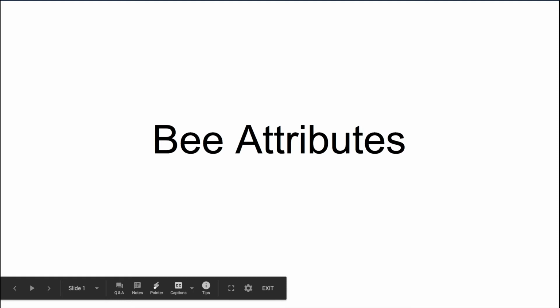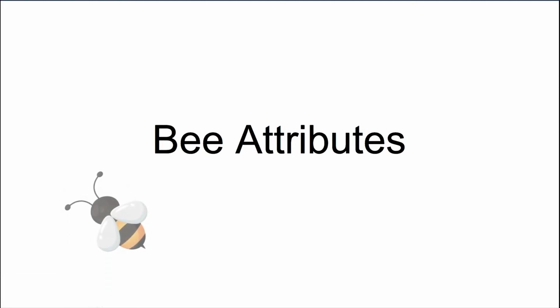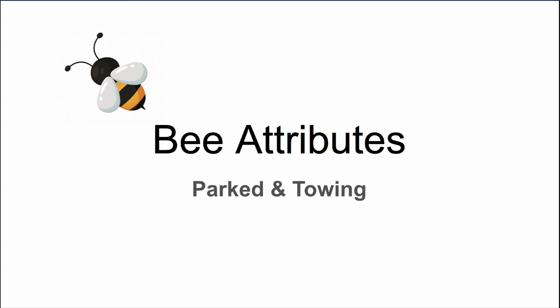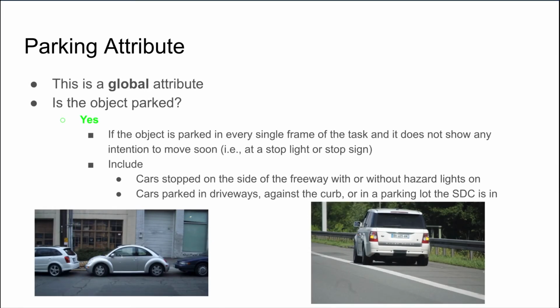Hello, and welcome to this B attributes course on the parked and towing attributes. First we'll start off with the parking attribute. The parking attribute is a global attribute, and it asks, is the object parked? When we want to select yes, it has to be for an object or a car that's parked in every single frame of the task, and it does not show any intention to move soon.